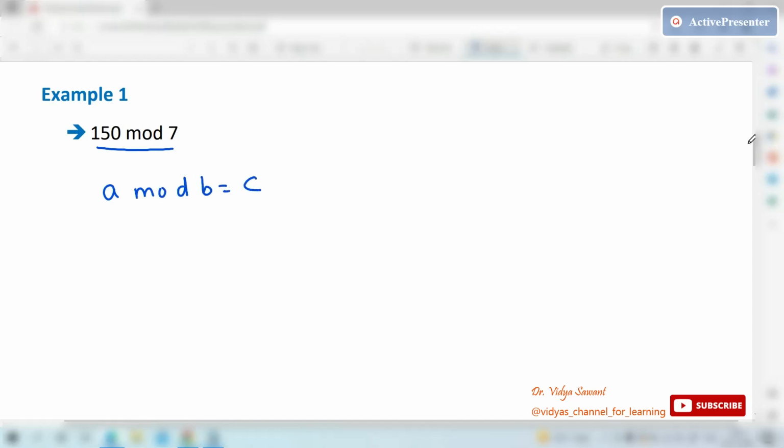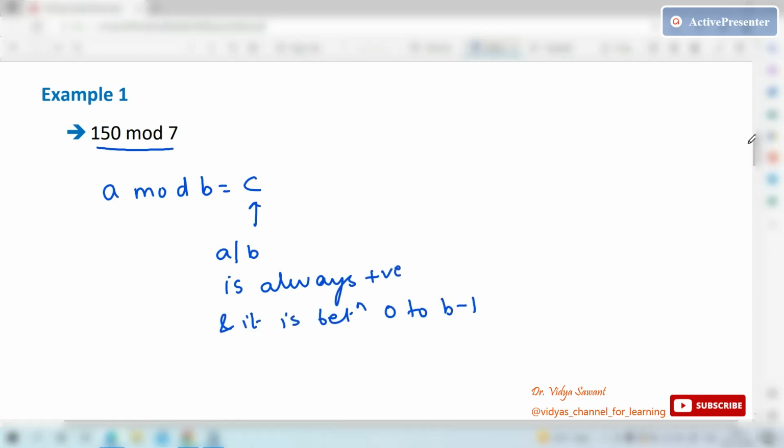As I discussed in the previous video, whenever you want A mod B, the answer is C, which is obtained by dividing A by B, and the answer is always positive and it is between 0 to B minus 1. So to solve this, you have to divide 150 by 7. So 7 into 2 is 14. We get 10. 7 into 1 is 7.